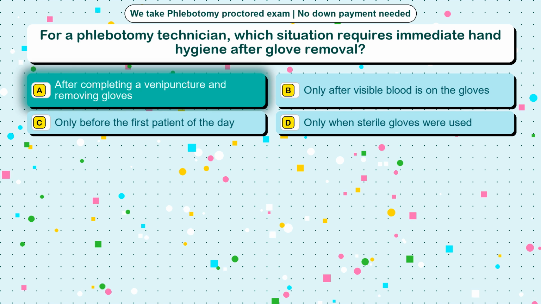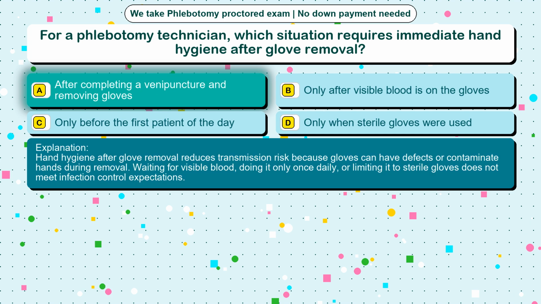After completing a venipuncture and removing gloves. Hand hygiene after glove removal reduces transmission risk because gloves can have defects or contaminate hands during removal. Waiting for visible blood, doing it only once daily, or limiting it to sterile gloves does not meet infection control expectations.